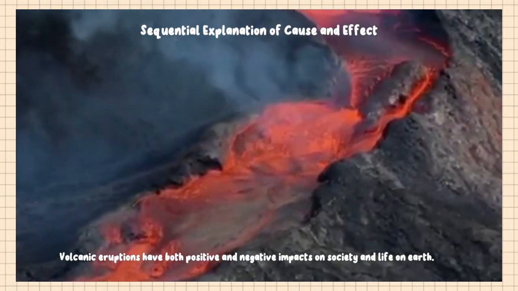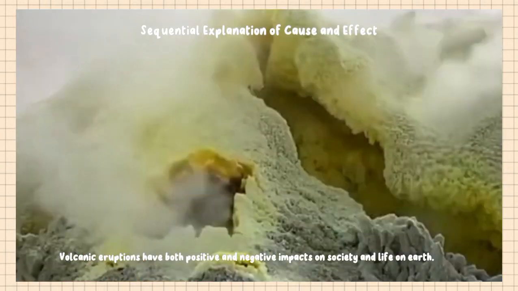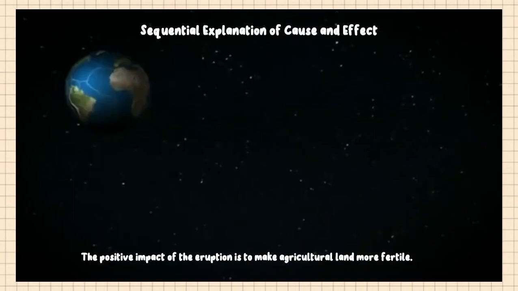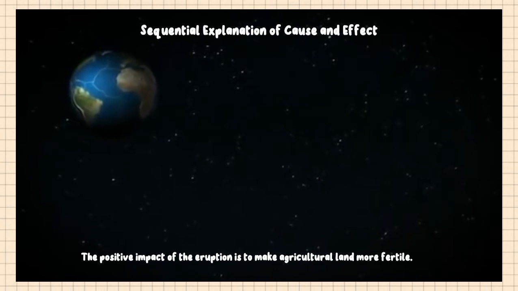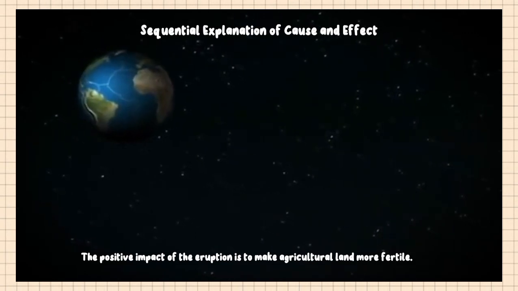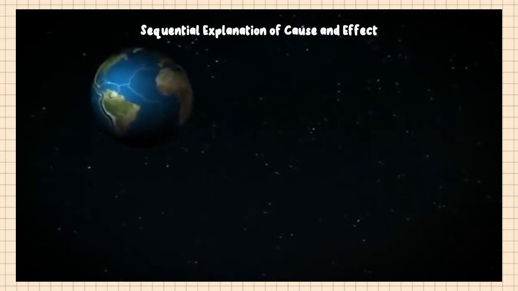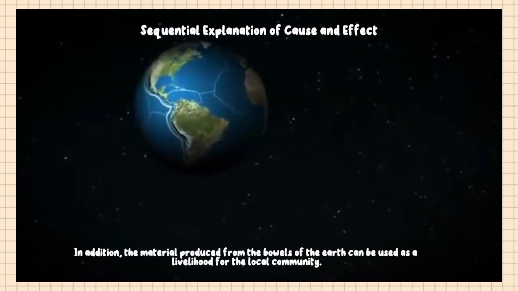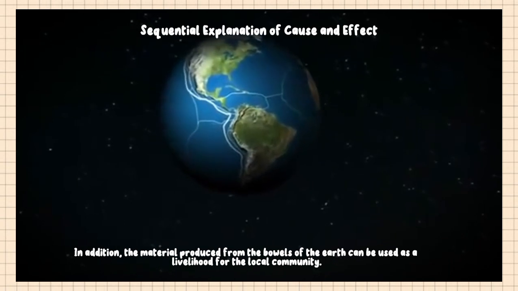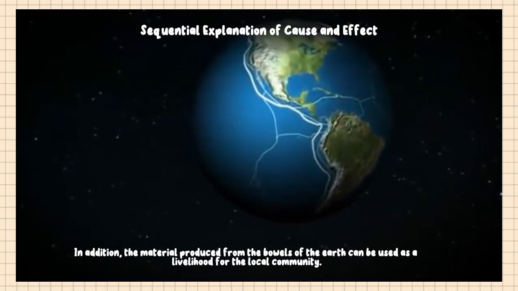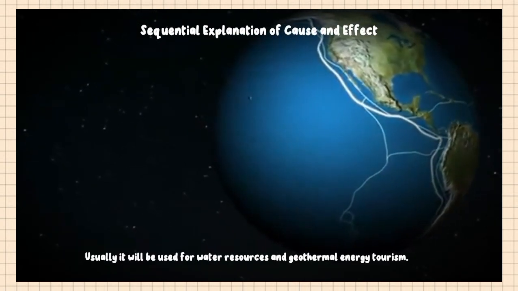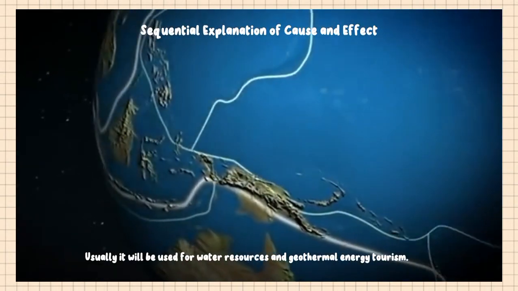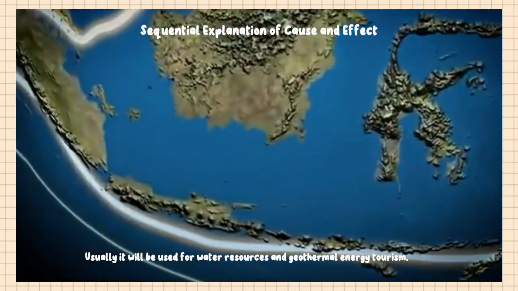Volcanic eruptions have both positive and negative impacts on society and life on Earth. The positive impact of the eruption is to make agricultural land more fertile. In addition, the material produced from the bowels of the earth can be used as a livelihood for the local community. Usually it will be used for water resources and geothermal energy tourism.